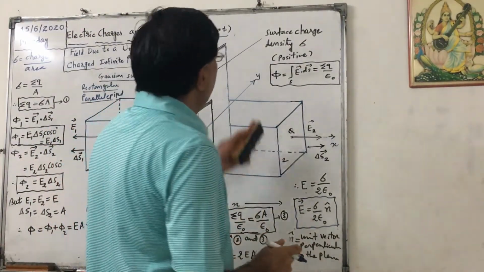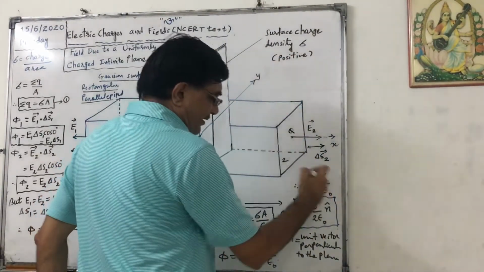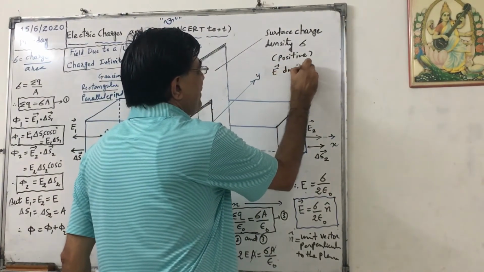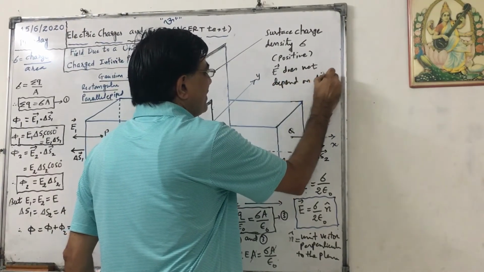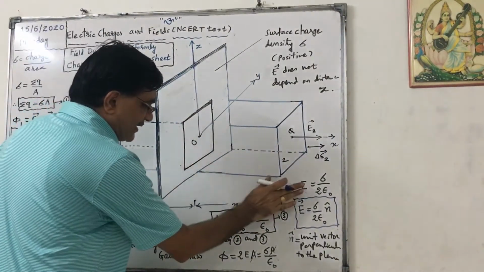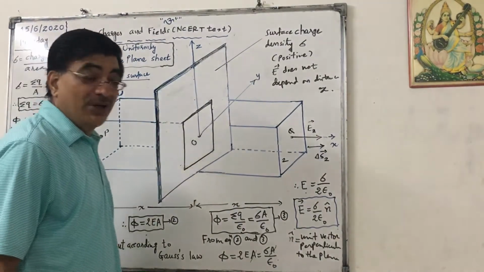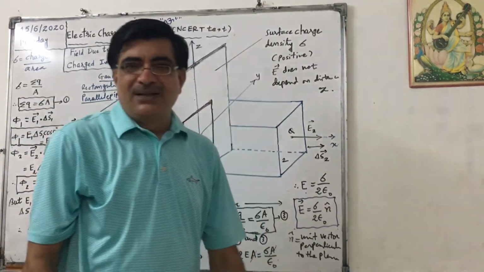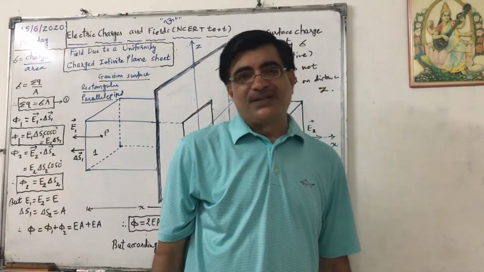Okay. Here, see, E does not depend on x. In the equation of E, there is no x. So E does not depend on distance x. We have considered surface 2 at distance x here, and surface 1 at distance x here. But x has no role in the equation because it is an infinite plane sheet. Okay, see the magic. For anything which is infinite, it does not depend on distance.